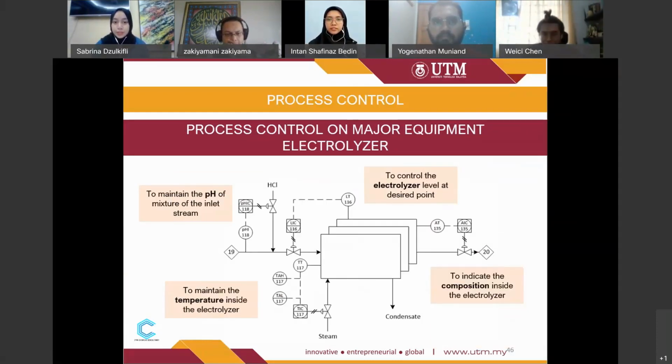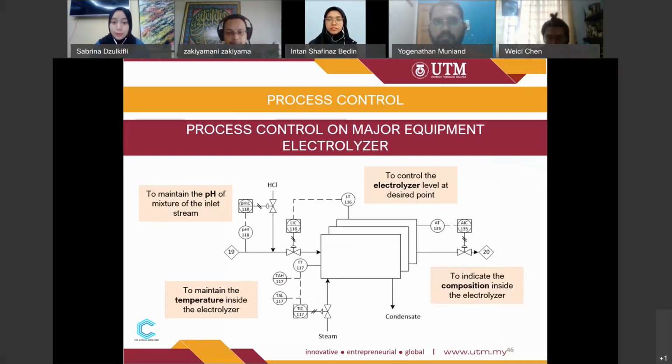For the process control of electrolyzer, there are a total of 4 loops. The first loop, which is loop 116, is used to bring the materials into the electrolyzer by detecting the level in the electrolyzer and controlling the valve in the inlet stream. The next loop, 117, is to maintain the temperature of the electrolyzer at 65 degrees Celsius, as it is the operating condition for the process, by controlling the steam flow rate.